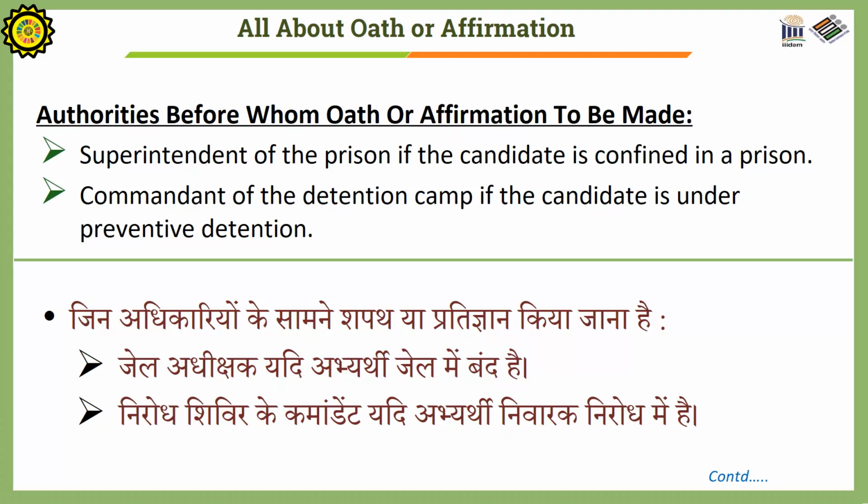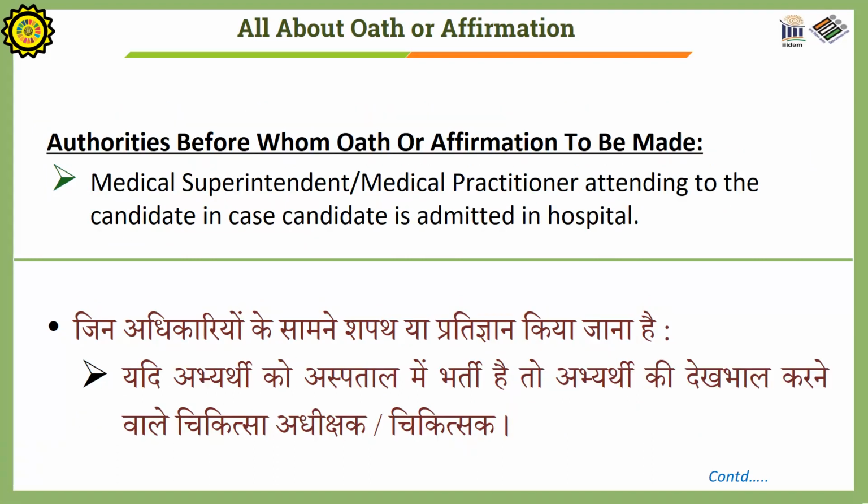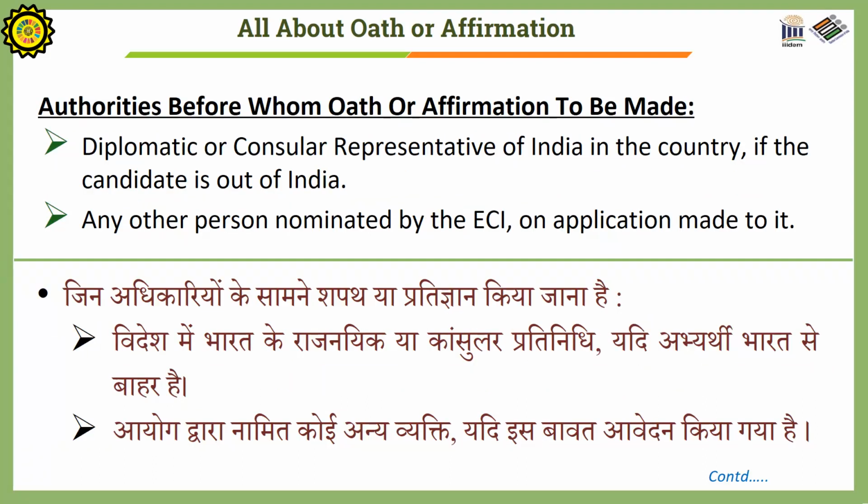Superintendent of the prison if the candidate is confined in a prison. Commandant of the detention camp if the candidate is under preventive detention. Medical superintendent or medical practitioner attending to the candidate in case candidate is admitted in hospital. Diplomatic or consular representative of India in the country if the candidate is out of India. Any other person nominated by the ECI on application made to it.